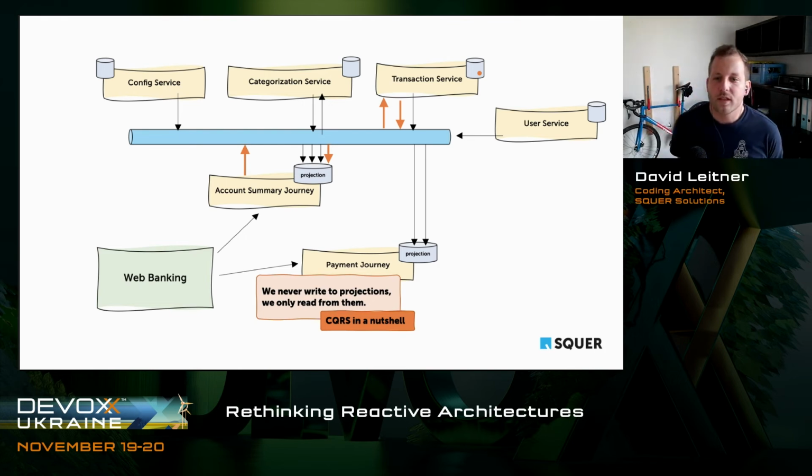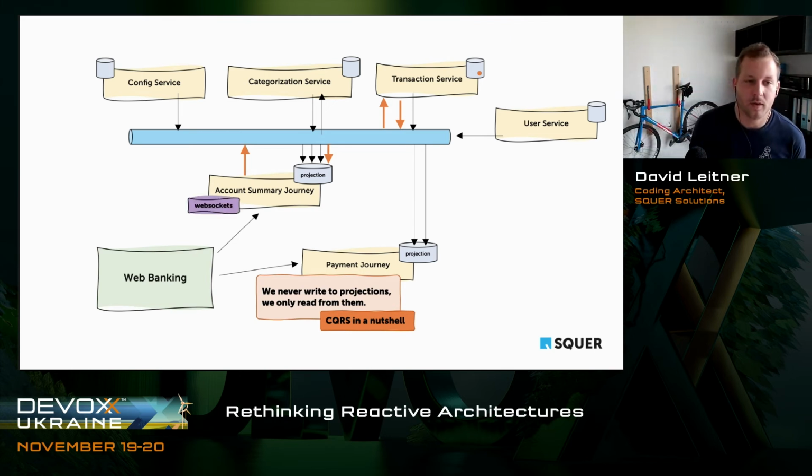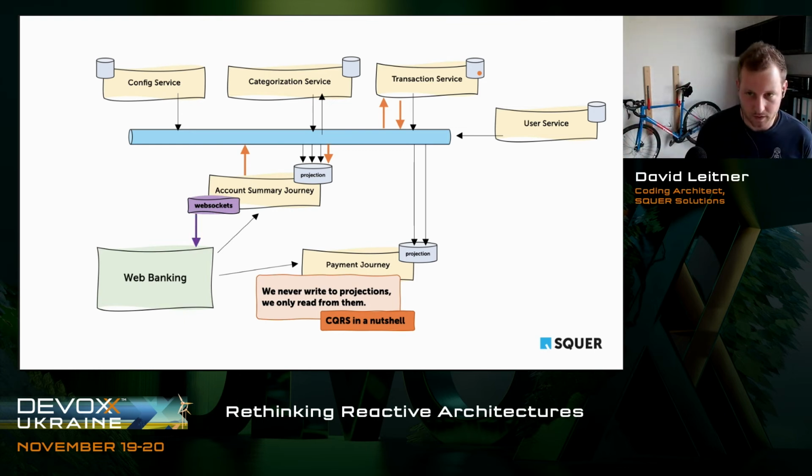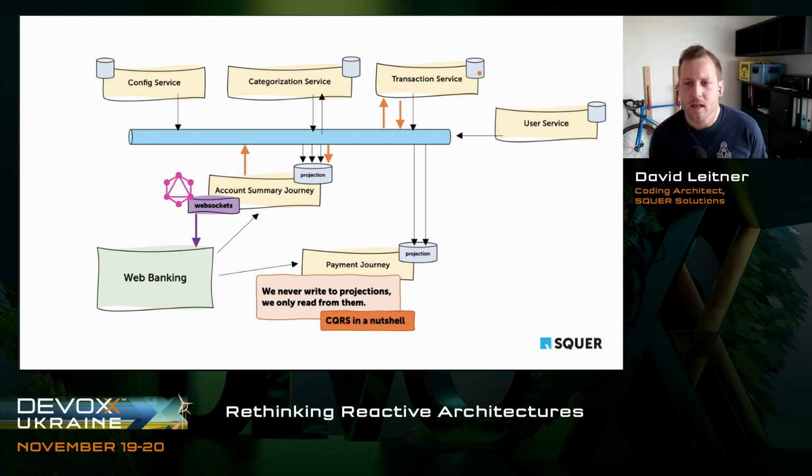And if you want to do this end to end, basically you just do the integration from web banking to the account summary not via HTTP or REST. You use something like WebSockets, right? And you really push down to the user that a new payment was happening, and you have this wonderful real-time experience, right? And GraphQL, for example, with subscription is a perfect way to do this.